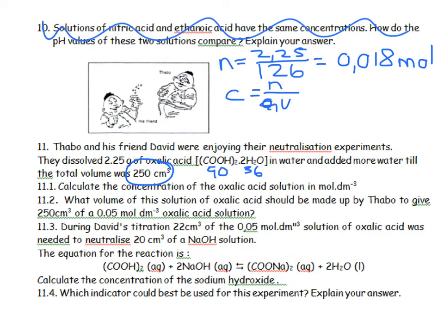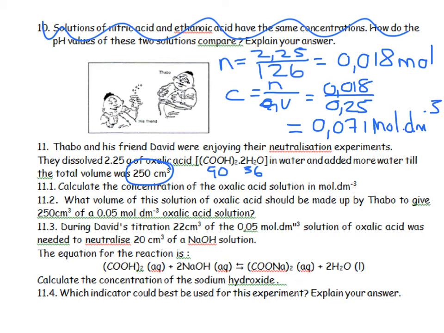I have to dissolve that into 250 centimeters cubed, so concentration is number of moles over volume, which is 0,018 divided by 0,25. I have to go into decimeters cubed because I want a concentration in moles per cubic decimeter. So I get 0,071 moles per cubic decimeter. That's the concentration first. What volume of this solution of oxalic acid would be made up by Tabo to give him 250 centimeters cubed of that concentration.